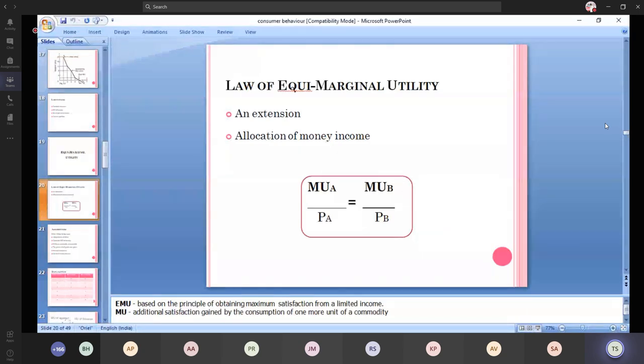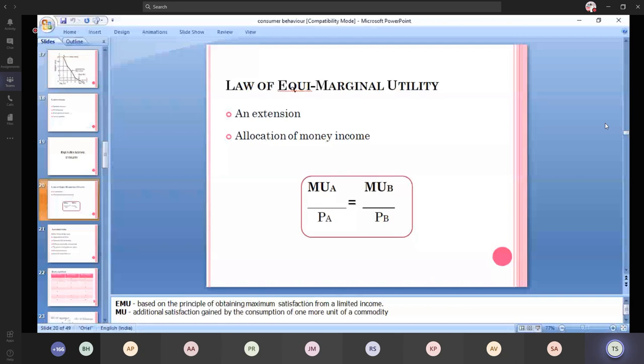Yeah. Okay, so this equimarginal utility is based on the principle of obtaining the maximum satisfaction from a limited income. So always a consumer has limited money in his hand. From that limited money, he is going to purchase two commodities, for example, commodity A and B. Commodity A and B are going to be bought by the consumer, and the levels which the consumer receives from those two commodities A and B should be equal. So this is the theory of equimarginal utility, and the marginal utility is the addition made to the total.